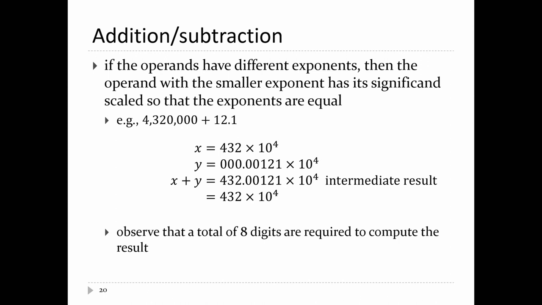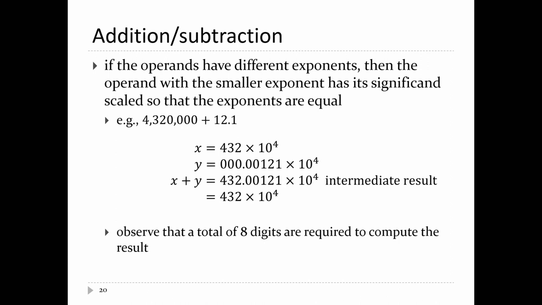So those exponents are different. The rule here is that you have to take the smaller exponent and make it be the same as the larger exponent. So I need to make this 10 to the minus 1 into 10 to the 4, which means I have to adjust this number by 5 decimal places. So I'm going to get 0.00121 times 10 to the 4.